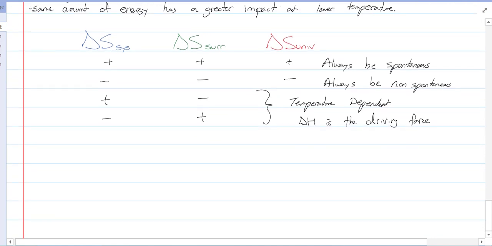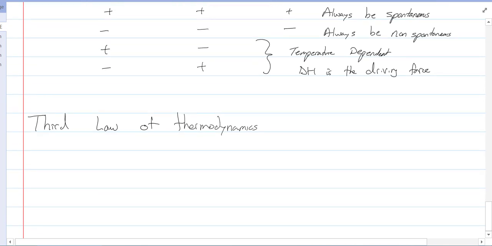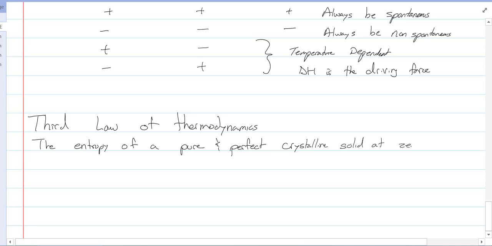But before we get to summary, let's talk about the third law of thermodynamics. And the third law of thermodynamics is the entropy of a pure and perfect crystalline solid at 0 Kelvin is 0. W equals 1, so S equals 0.